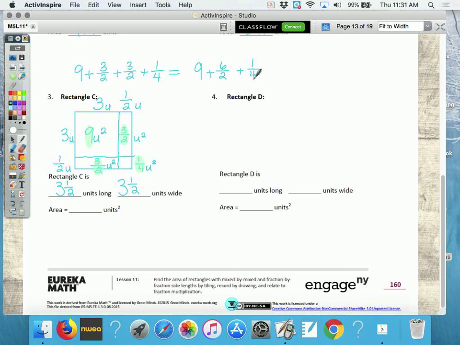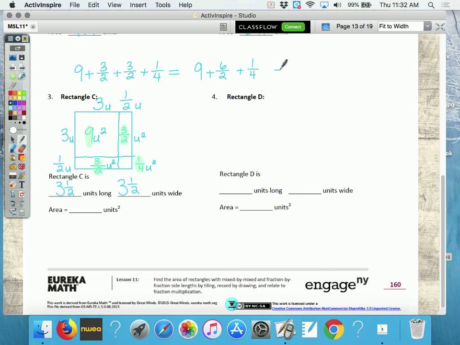6 halves? You can do 4 and then add. Beverly, she says change 6 halves to a mixed number. Yeah. But it's not going to be a mixed number, is it? What's it going to be? 3. 6 divided by 2 equals 3. So now I have this problem.